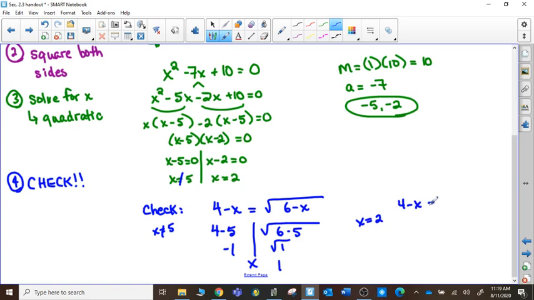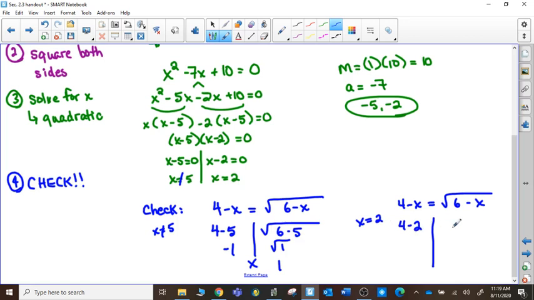4 minus x. And this is the thing with radical equations. There's no guarantee that one answer will always work, or that both answers will work. There are times when no answer works. And so we must always check all of our solutions.